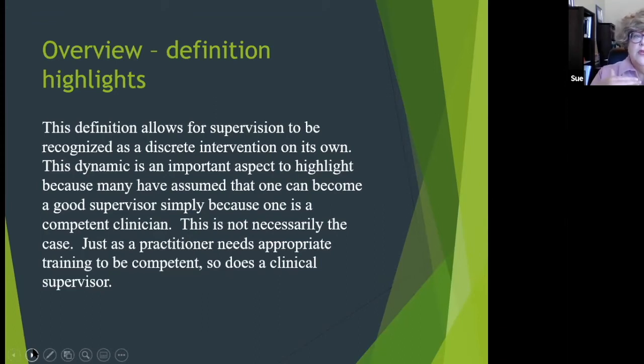And also the other piece is appropriate training. Many of the professions have understood over time that you need to have appropriate training for it. Psychologists, for example, in their graduate training, it's become an American Psychological Association requirement that clinical supervision be a class in the curriculum.